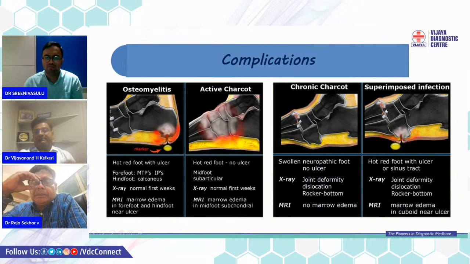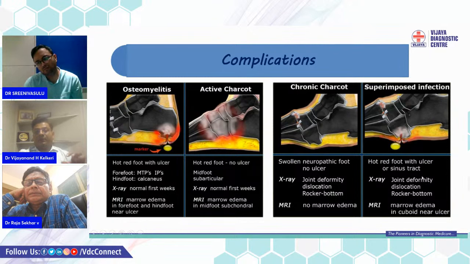Then this is a superimposed infection, wherein again you see a hot red foot with ulcer or sinus tract, and you have all this joint deformity, dislocation, rocker bottom foot, everything. And MRI again here shows marrow edema. Here it is showing in the cuboid bone, where the ulcer is there, and there is also a tract, and there is also osteomyelitis of the bone.